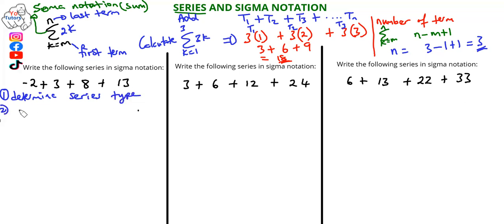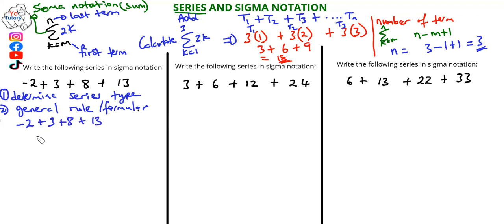Number 2, you need to determine the general term, the general rule. How to find the general term or general formula to find the nth term. So in this case, let me look at this. 3 minus minus 2 is going to give us 5. 8 minus 3, so you have negative 2 here, 3, then 8, then 13.